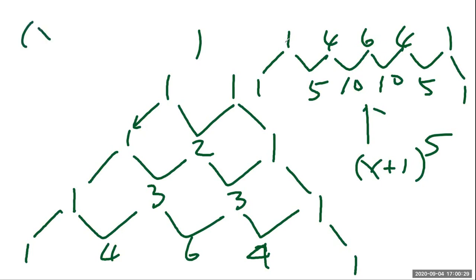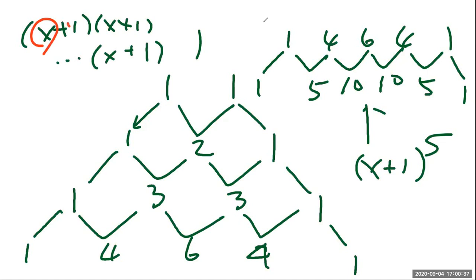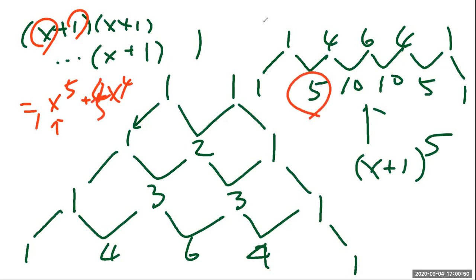Because you have x plus 1 times x plus 1, and so on, 5 times. You can pick x or pick 1. So the coefficient of x to the 5th will be 1. The coefficient of x to the 4th times 1 will be 5, because of this one. The coefficient for x times 1 to the 4th would be also 5. That's this one. Is that okay? Does that make sense?